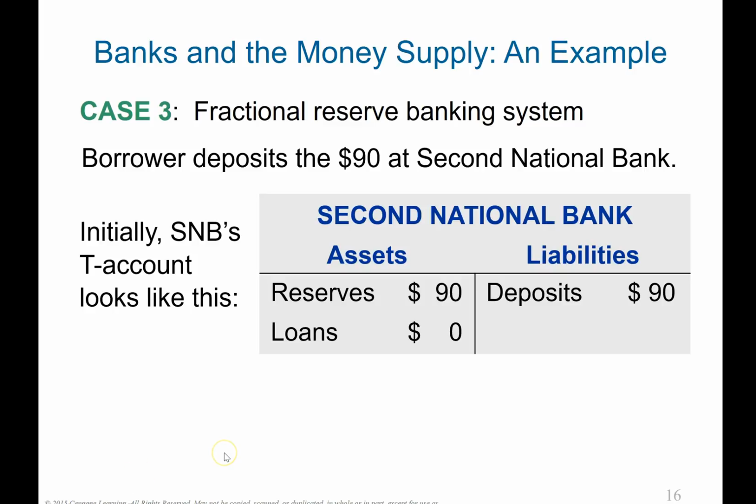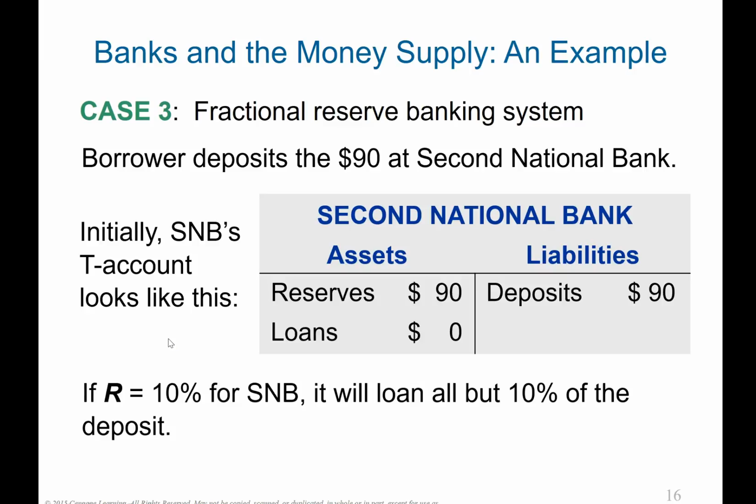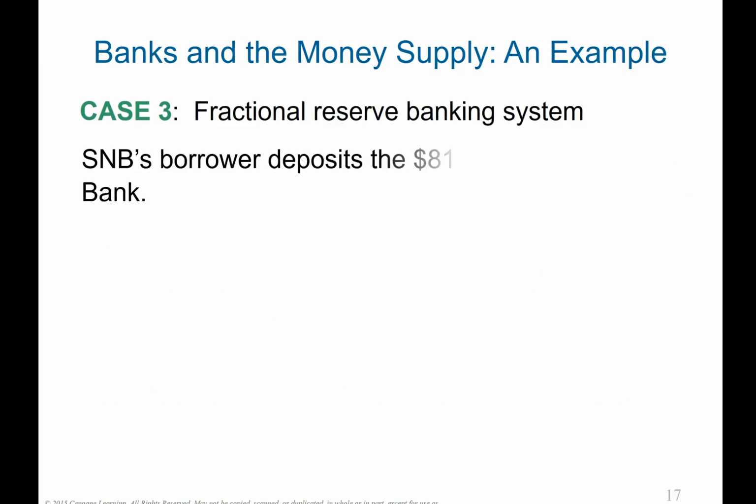Now here imagine that the borrower of that $90 takes their deposit to the Second National Bank. And initially, here's what their deposits look like, and here's what their reserves look like. And now they're going to deposit it, of course, and let's say Second National Bank also has to hold on to 10% as required reserves. They're going to create loans equal to all but 10% of that deposit. And so you can see that they're going to hold $9 of that $90 deposit in required reserves. They're going to create loans equal to $81. And again, you can see the growth of the money supply through this lending process.